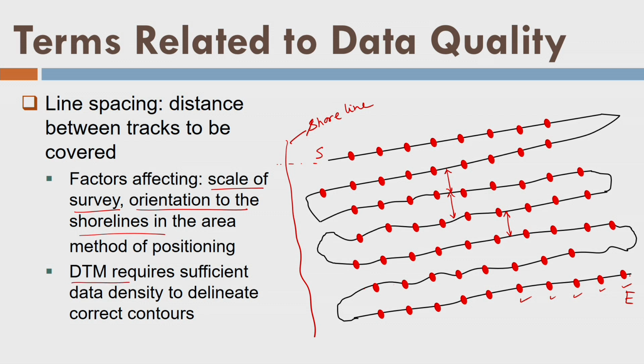Now the DTM, okay, the efficiency of the DTM is for the correct contouring. So DTM requires sufficient data density to draw the correct contours. That means I need to have more data, at the same time I need to have more accurate data. That means each and every point should be more accurate for a higher contour interval.